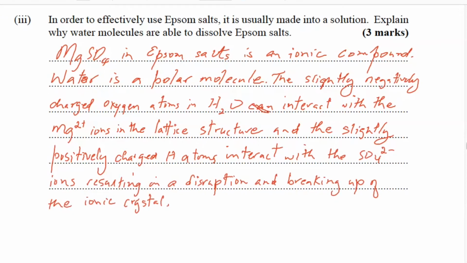Like dissolves like. Magnesium sulfate is an ionic compound. Water is polar. Polar substances dissolve ionic substances and other polar substances. So the slightly negatively charged oxygen atoms in water interact with the magnesium ions in the lattice structure of the magnesium sulfate, and the slightly positively charged H atoms interact with the sulfate ions, resulting in a disruption and breaking up of the ionic crystals.